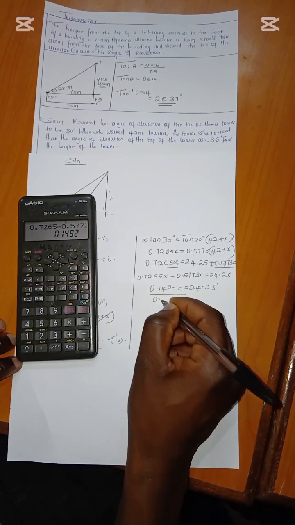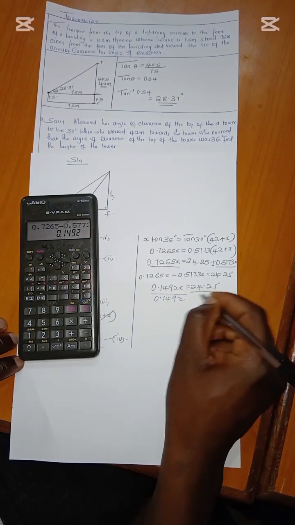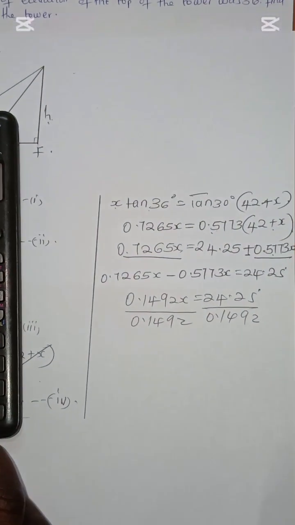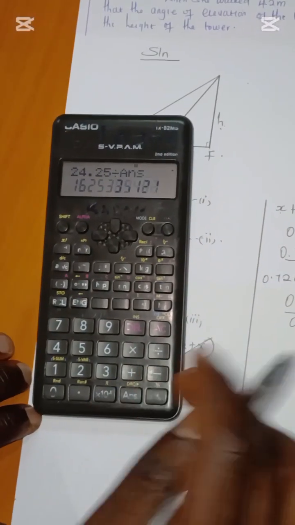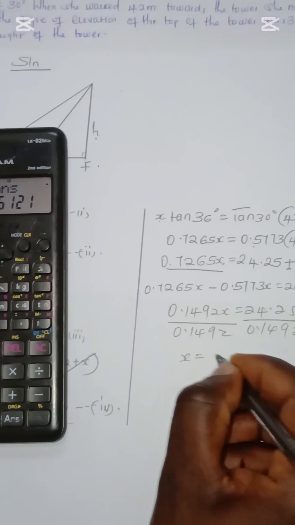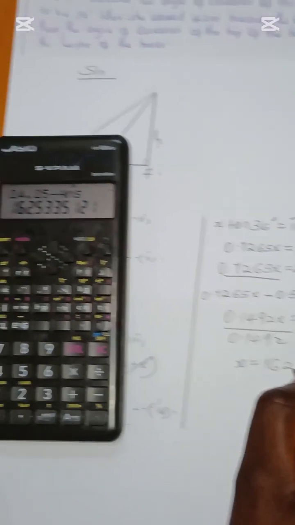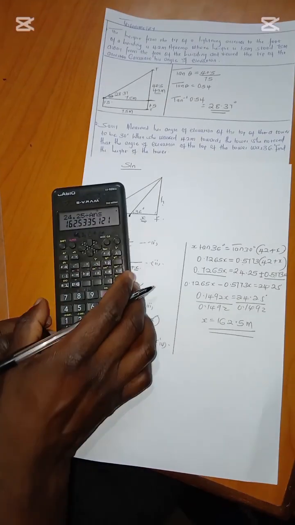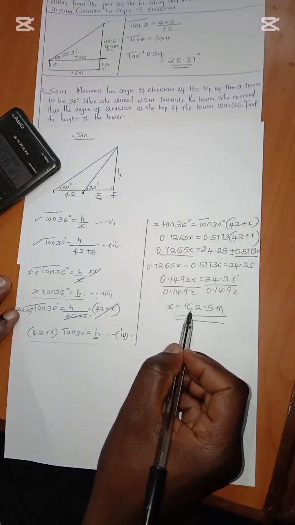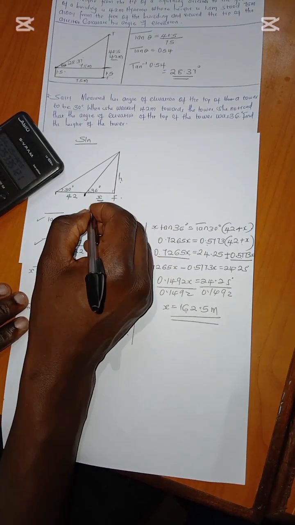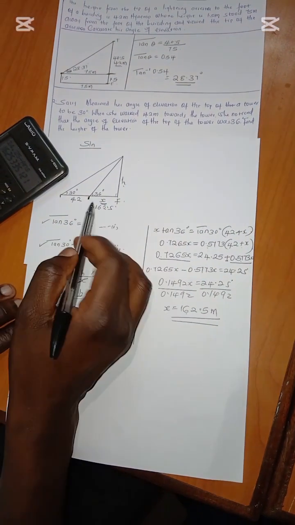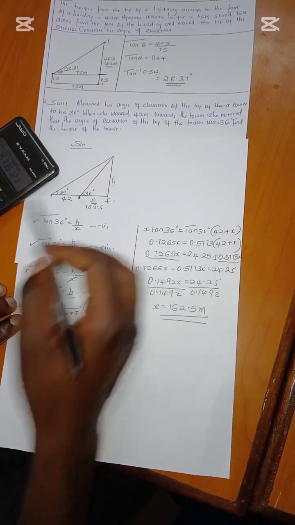Divide both sides by 0.1492. So we're going to have 24.25 divided by 0.1492 to give us the value of x as 162.5 meters. That is the value of x. Now, this being the value of x, you replace it here, where you're going to have 162.5. So now, this is the whole horizontal distance.